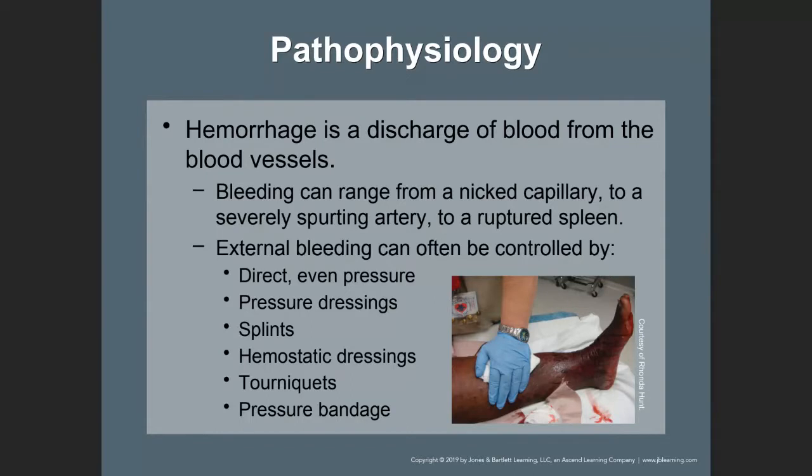Hemorrhage is a discharge of blood from the blood vessels. Bleeding can range from a nicked capillary to a severely spurting artery to a ruptured spleen. External bleeding can often be controlled with direct even pressure, pressure dressing, splints, hemostatic dressings, tourniquets, pressure bandage.